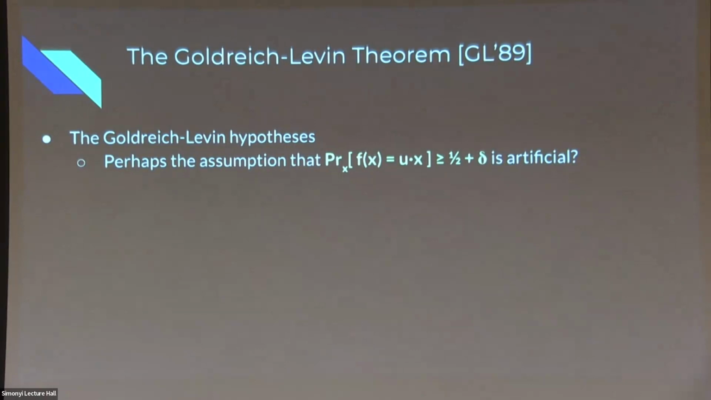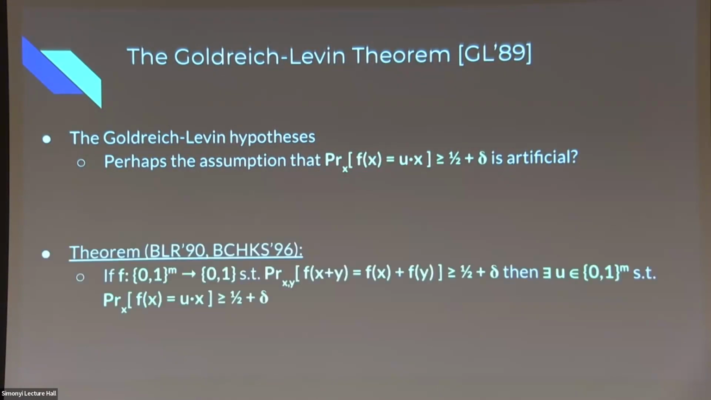This is something I wanted to say because it's a little bit of backstory, how we stumbled upon this problem to solve. You could maybe say that the Goldreich-Levin hypothesis might be a little artificial. In what setting are you going to have this guarantee that F has a linear agreement, except if you're building that in as a hypothesis? Maybe you could argue that.